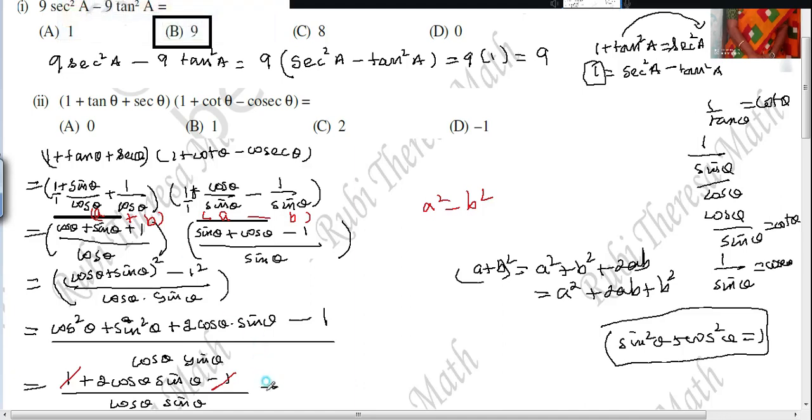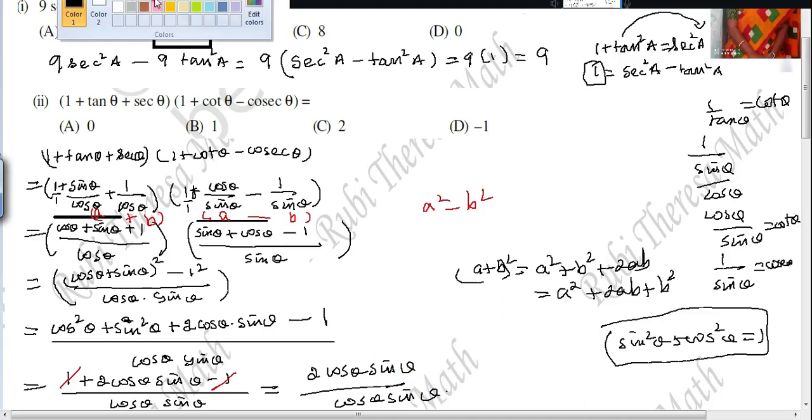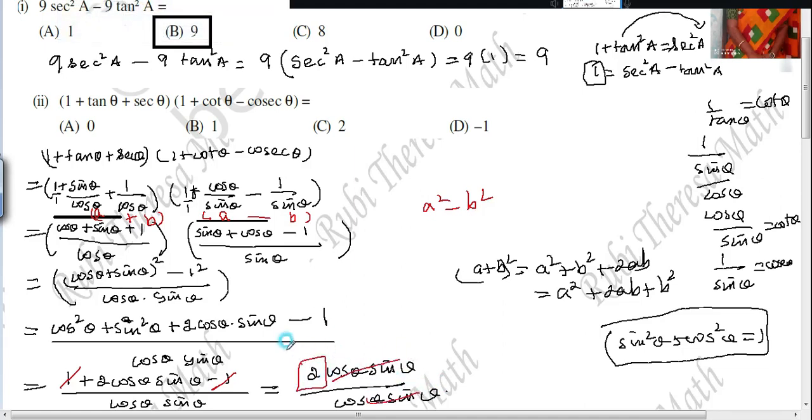Understand? So what is the remaining here? 2 cos theta sin theta divided by cos theta sin theta. Here also cos theta sin theta get cancelled. What is remaining here? 2 is remaining. So what is the answer? 2 is the answer. Do you follow, all of you?